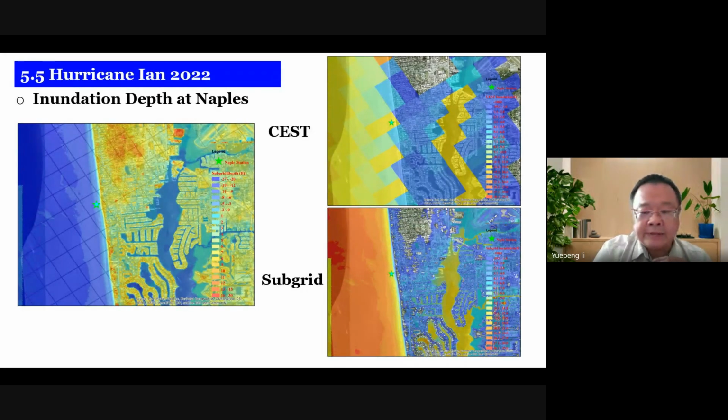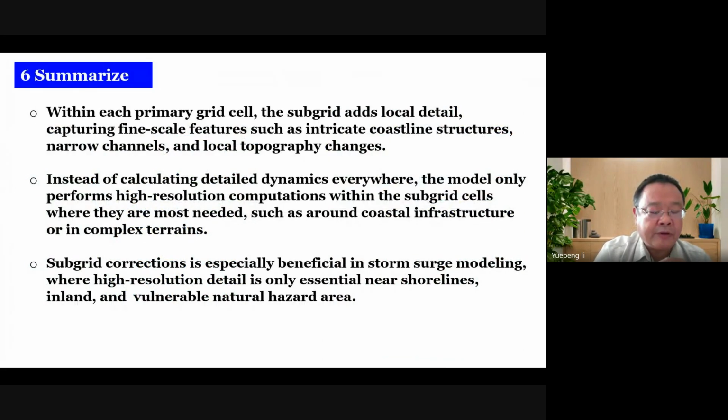So, next. In summary, within each primary grid cell, the subgrid adds local detail, capturing fine-scale features such as the complex coastal line, narrow channels, and local topographic change. Instead of calculating detailed dynamics everywhere, the model only performs high resolution computation within the subgrid cells where they are most needed, such as coastal infrastructure or complex terrains.